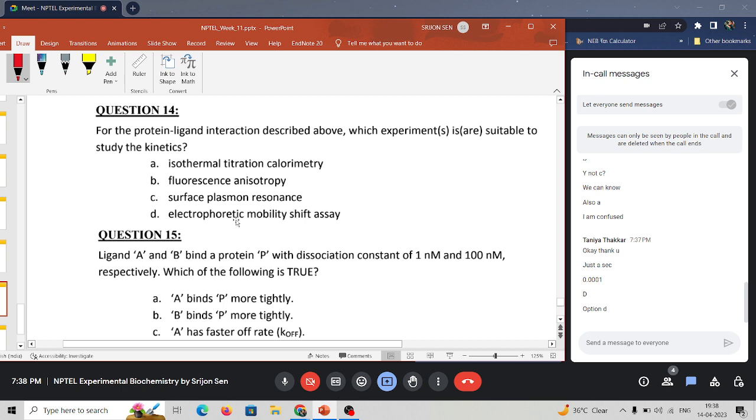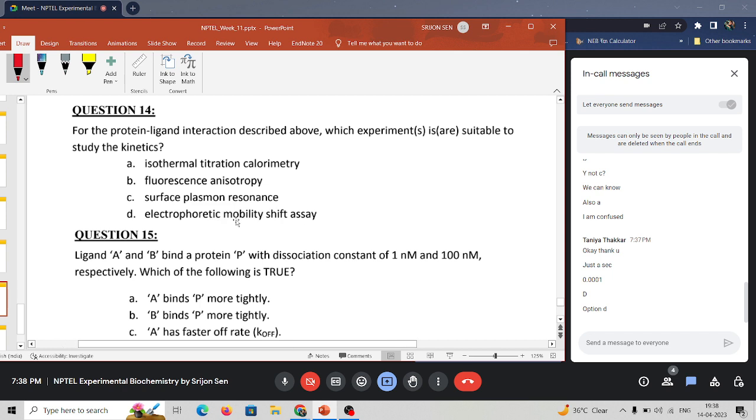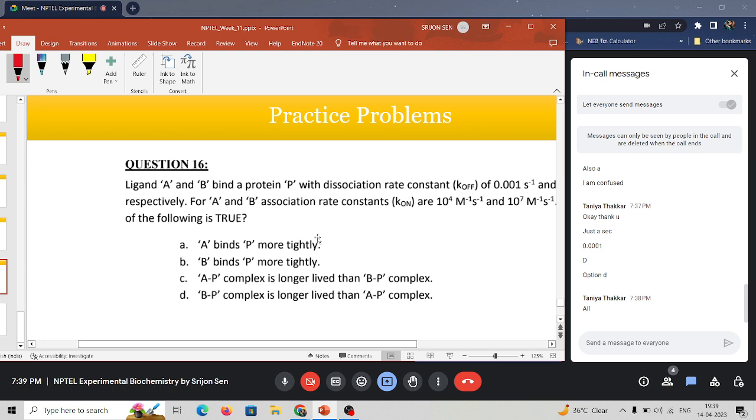Okay, coming to the next question. For the protein ligand interaction described above, which experiments is or are suitable to study the kinetics? For protein ligand interaction. Yes, all of these techniques can be used to study the kinetics of protein ligand interactions. Yes, that is right.